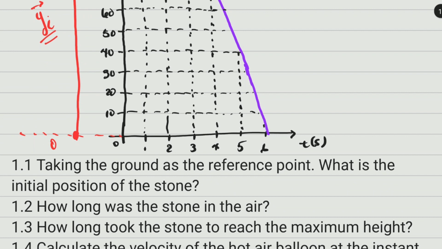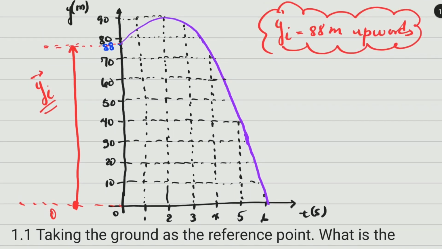Now, question 1.2: how long was the stone in the air? That refers to the total time, the total time of motion. From 0, the object starts moving until it reaches the ground, which is at this point here, and the total time in motion is equal to 6 seconds. You don't have to do calculation for that one either. That is the total time the stone was in motion.